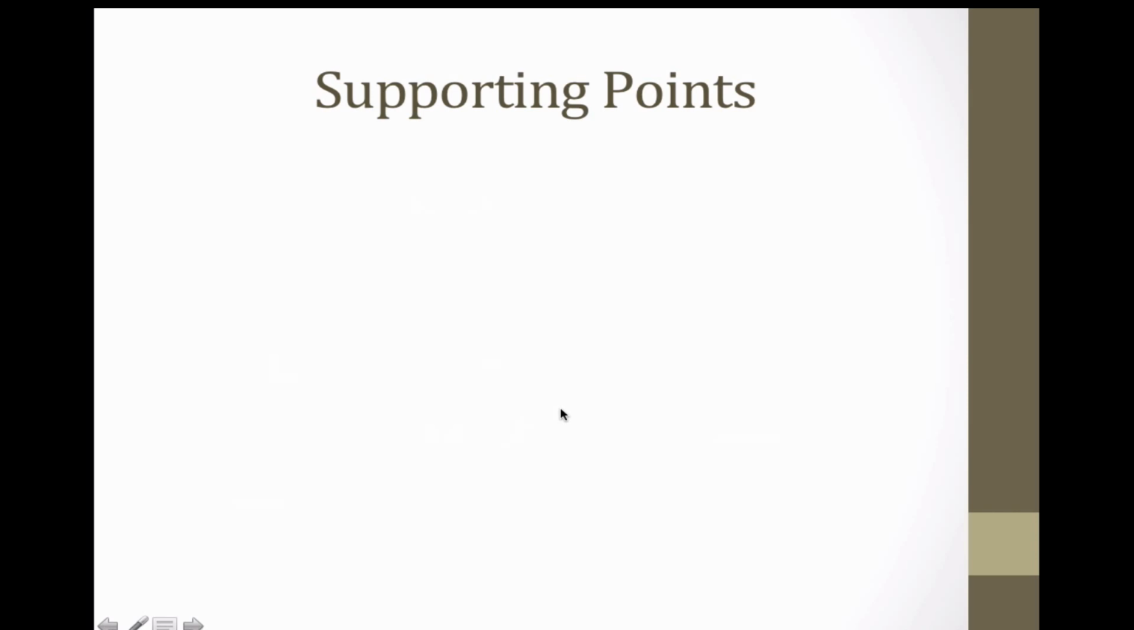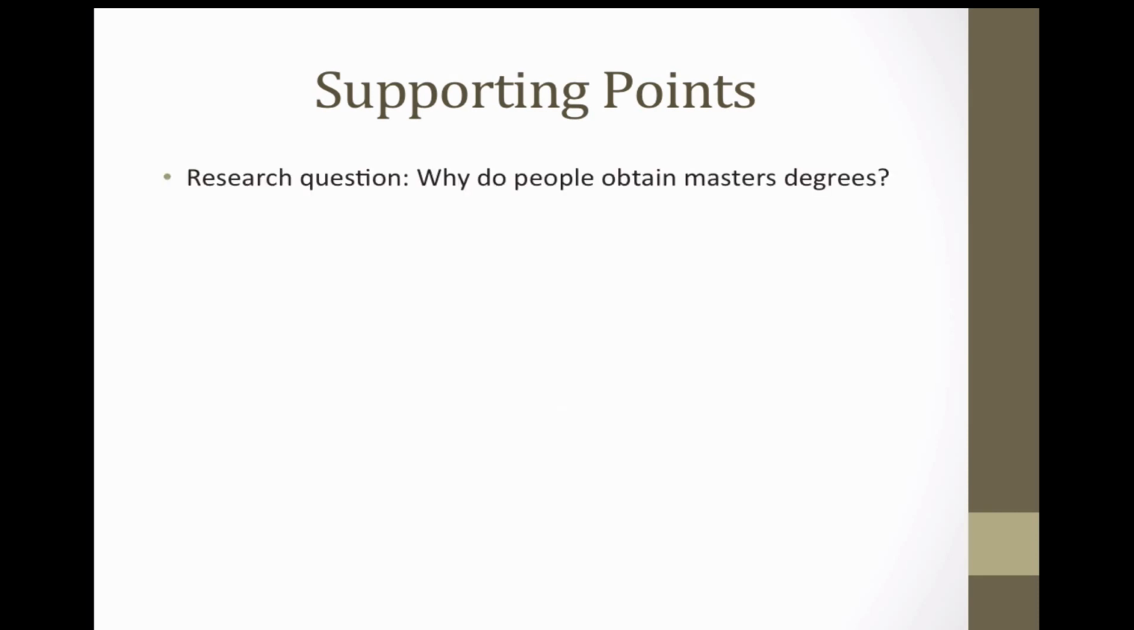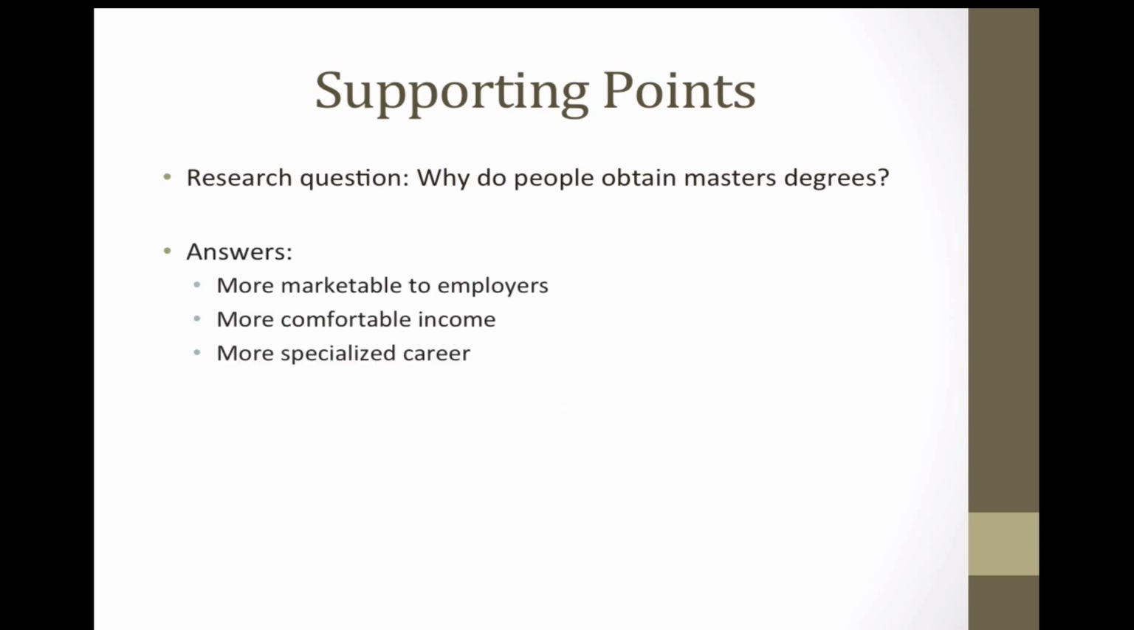So coming up with supporting points is very important because you want to kind of tell the reader what they're going to expect throughout your essay. So the question is, how do you do that? Where do those supporting points come from? And it comes from answering the research question. So why do people obtain master's degrees? If that's your research question, all you want to do is just answer it. And that's how you're going to come up with those body paragraph main ideas.